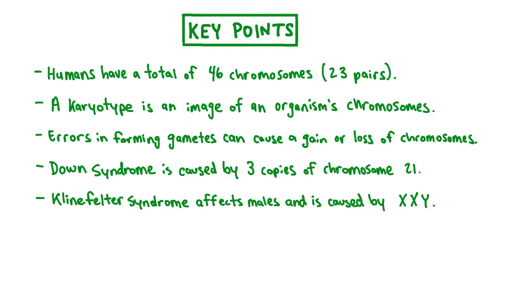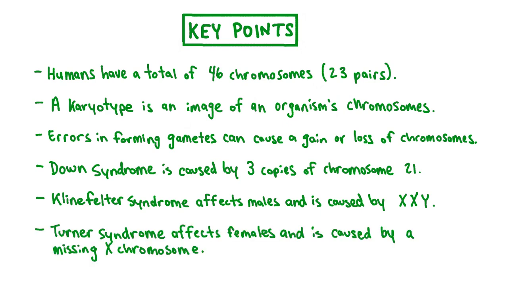Klinefelter syndrome affects males and is caused by 2 copies of the X chromosome and a single copy of the Y chromosome. Turner syndrome affects females and is caused by a missing X chromosome. So these females only have a single copy of the X chromosome instead of having the normal 2.